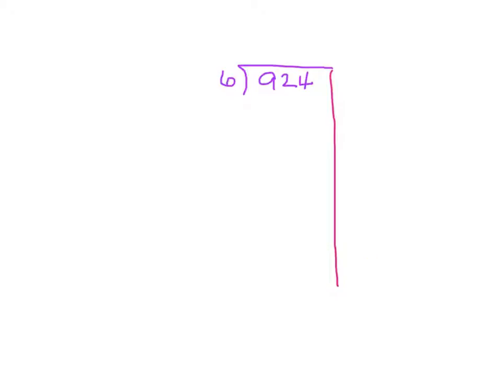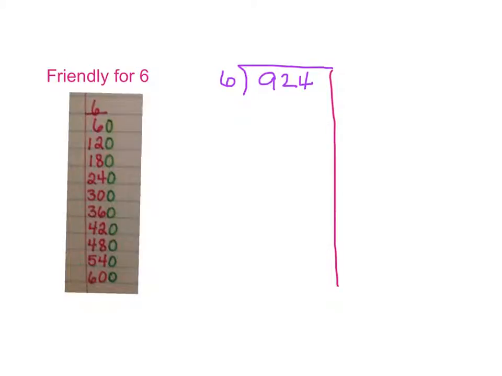Now, I have a divisor of 6. That means I need to think about friendly numbers for 6. Okay, so there are my friendly numbers, friendly for 6. And I've only used the ones with 10 because I have a 3-digit dividend, so I don't need anything larger than that. Now, let me show you the magic of how this works.